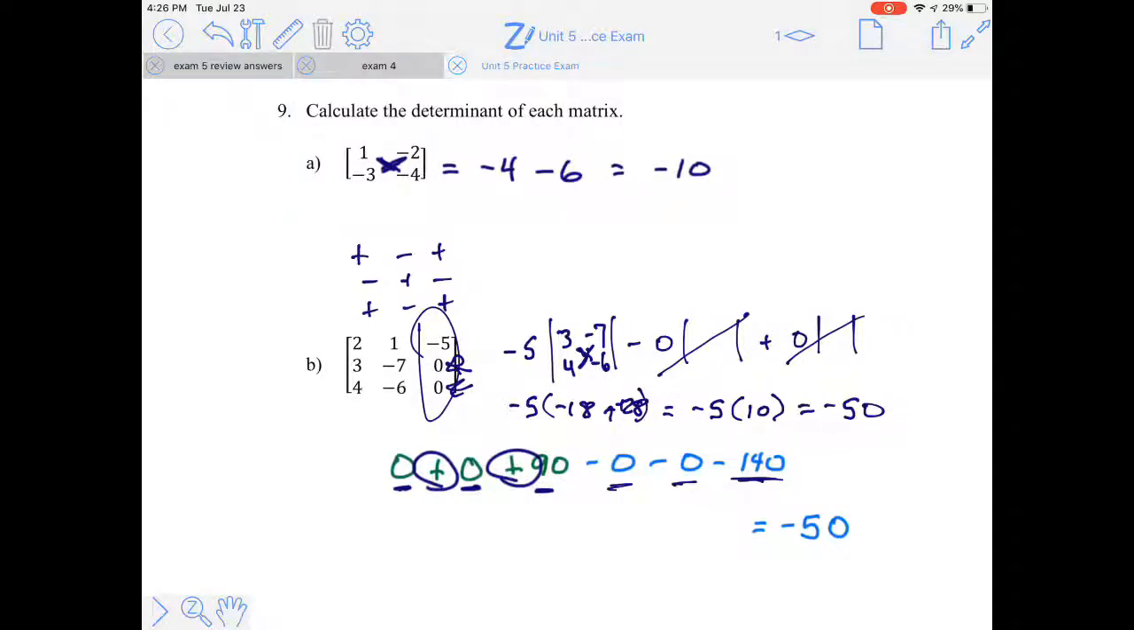As long as you get the same answer, you're okay either way. Either way works, and it doesn't really matter which row or column. It doesn't matter where you start on the column. The determinant for that matrix is going to be -50 no matter which way you do it, and no matter which row or which column.